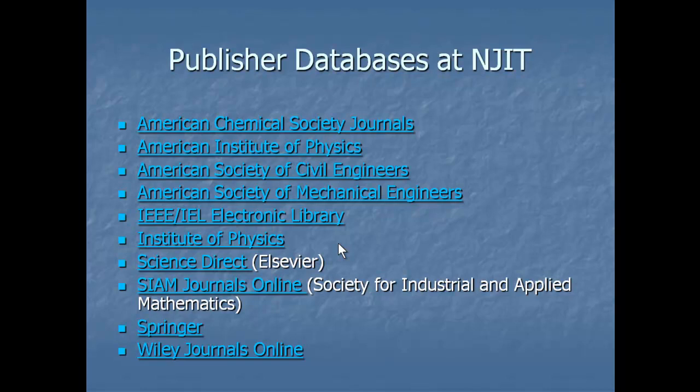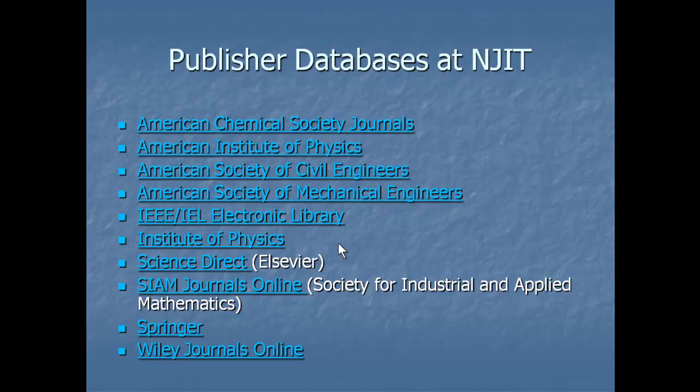There are various publisher databases here at NJIT. So you see there are essentially two types of publishers. There's a professional society publisher and a corporation that publishes. So American Chemical Society journals is a professional society, Institute of Physics, and so on. But ScienceDirect, Elsevier. Elsevier is the world's largest publisher of scientific, technical, engineering, and medical information. Elsevier is also the publisher of Scopus. Springer and Wiley are for-profit organizations in the publishing business that have the publisher databases.